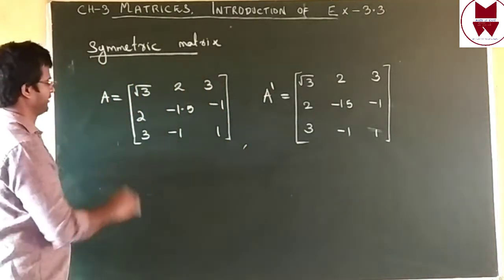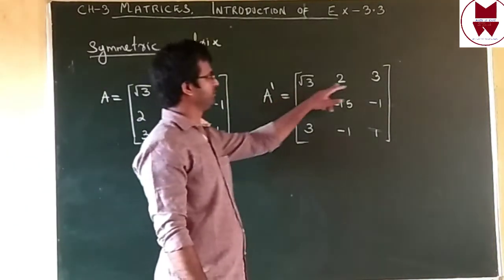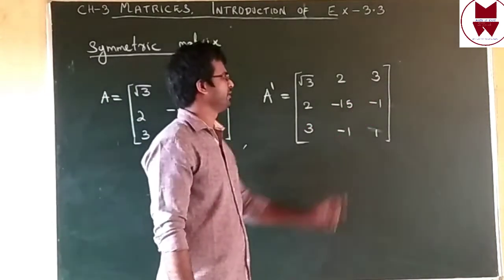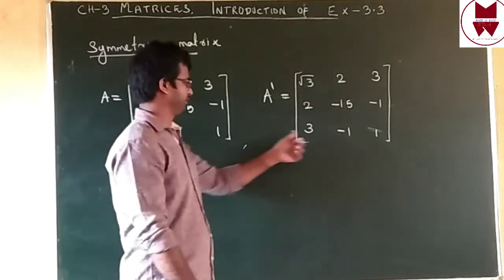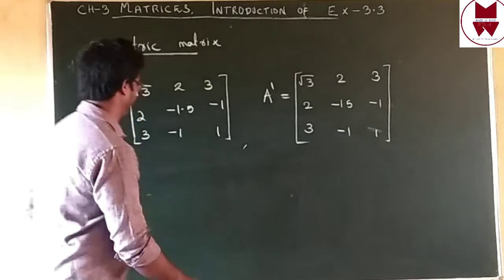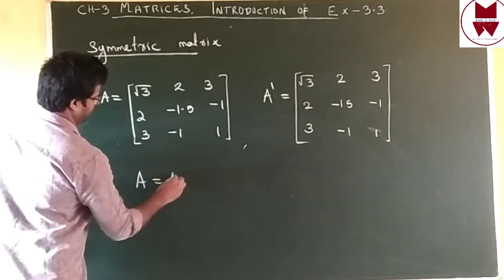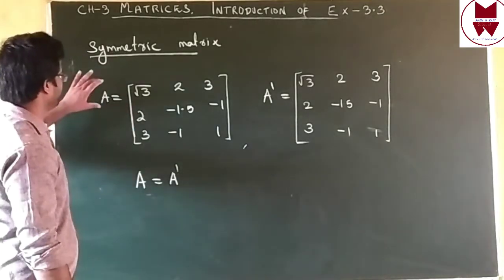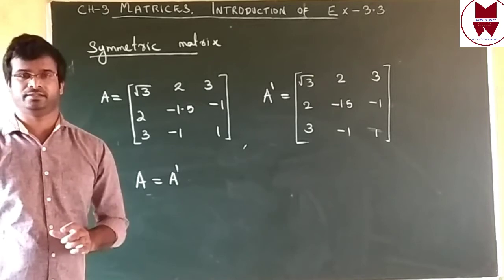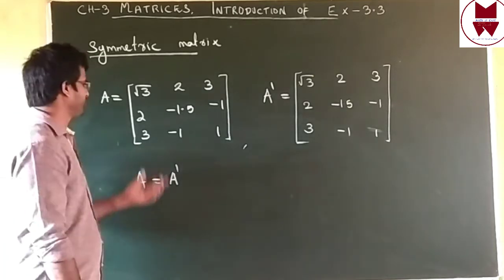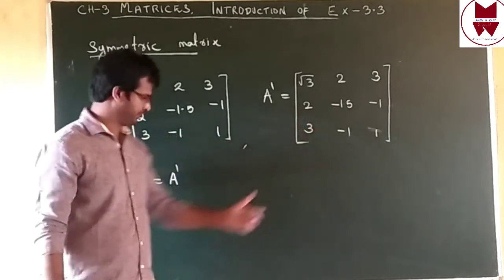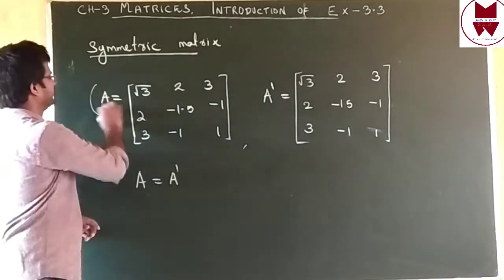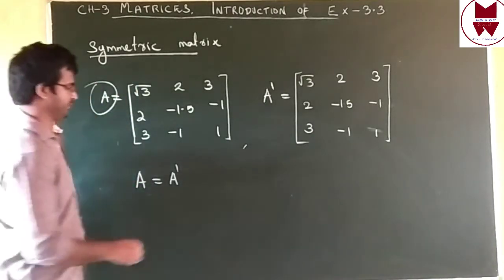Now check both matrices. Root 3, 2, 3; root 3, 2, 3. 2, minus 1.5, minus 1; 2, minus 1.5, minus 1. 3, minus 1, 1; 3, minus 1, 1. Both are equal, isn't it? Then A and A transpose are equal in this matrix. That means we can say this A is a symmetric matrix. If you take the transpose of A, you will get the same A. That means A and A dash, A transpose, are equal. That's why we can say this matrix is a symmetric matrix. Okay.